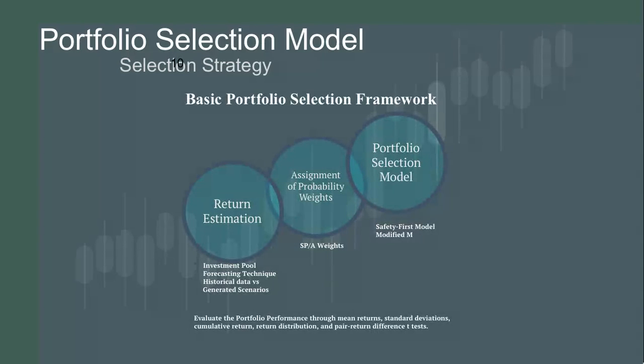In summary, portfolio selection research is summarized as follows. First, identify the investment pool and determine the return estimates. Second, assign the appropriate probabilities to these return estimates to generate possible scenarios. Third, utilize a safety-first model in the portfolio. Fourth, evaluate the portfolio performance by comparing it with a benchmark market.